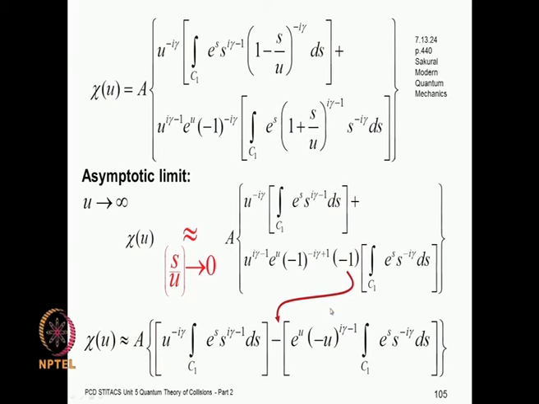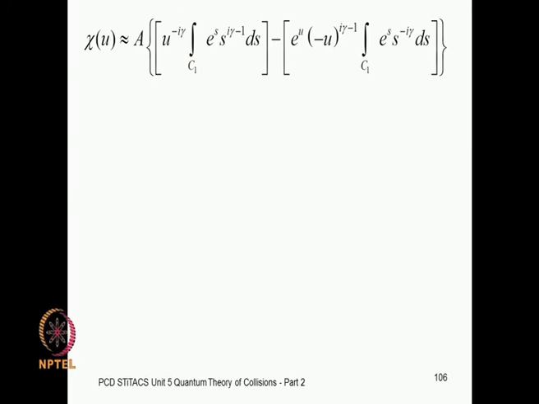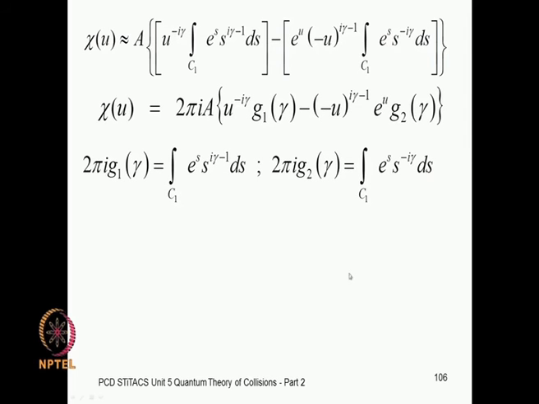So what have we got here? We have got this e to the u minus u to the power i gamma minus 1, and then you have got this integral here. Okay. So it is just rearrangement of the terms, and again nothing fancy about this.